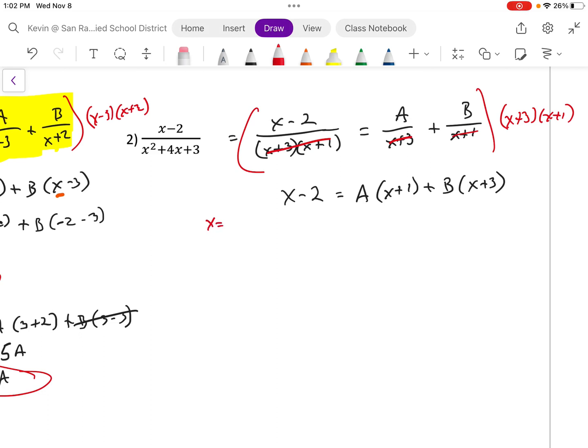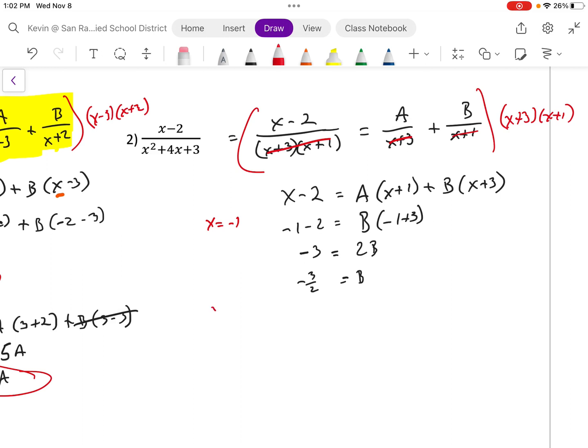Okay, pick our values. I'll say x equals negative 1. Negative 1 minus 2. I'm just going to skip this step. We know that's going to cancel out the a. So it's going to leave me with b times (negative 1 plus 3). So I have negative 3 equals 2b. So b equals negative 3 halves.